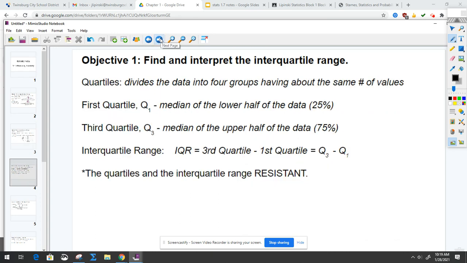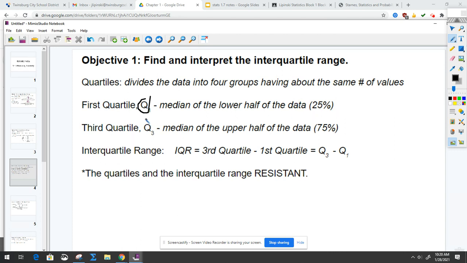As we go on, we're now going to look at finding the interquartile range and discuss these vocabulary words. Quartiles divide the data into 4 groups having about the same number of values. It's not always the exact same number of values, but about the same. The first quartile, which we call Q1, is the median of the lower half of the data. It's the 25%.